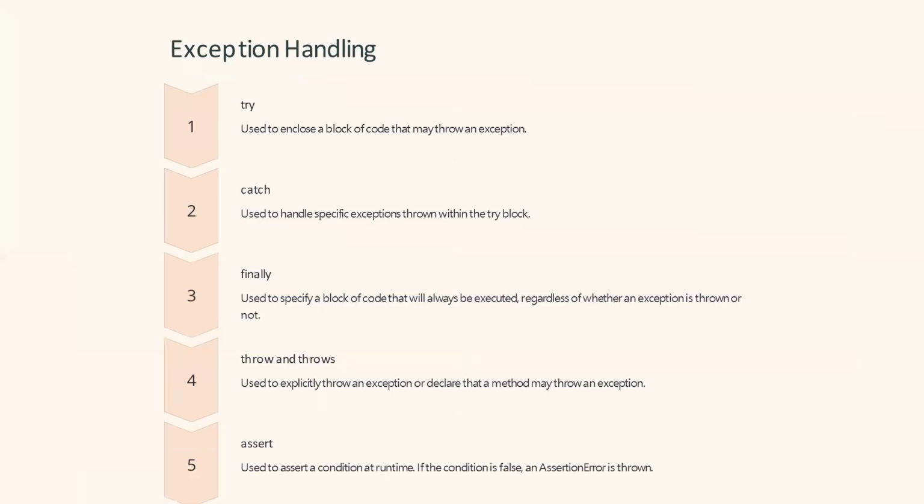Next we are going to see exception handling. There are some keywords used in exception handling as well. Try, catch. Whenever there is risky code in our application, we can add that in the try block, and we can catch the exception in the catch block. Then the finally block will always be executed. Throw and throws are used to throw an exception or declare that the method may throw an exception. Then assert is used to check whether a certain condition is true or false.